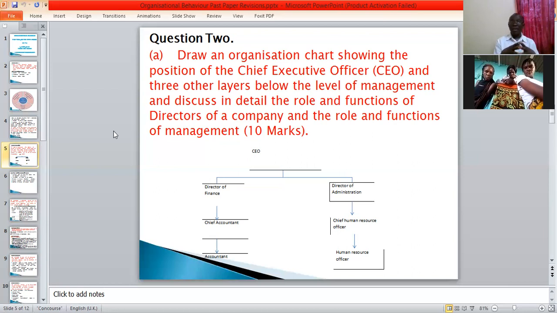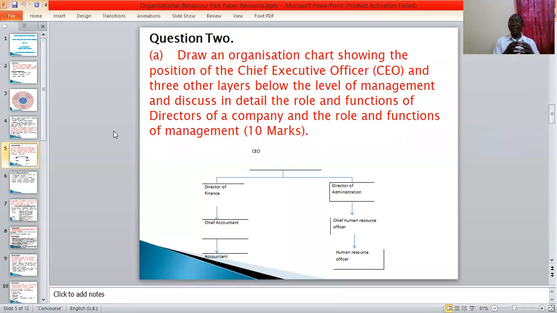Then the third component, the examiner wants you to discuss the functions, the roles, or could be the duties of the director in an organization.